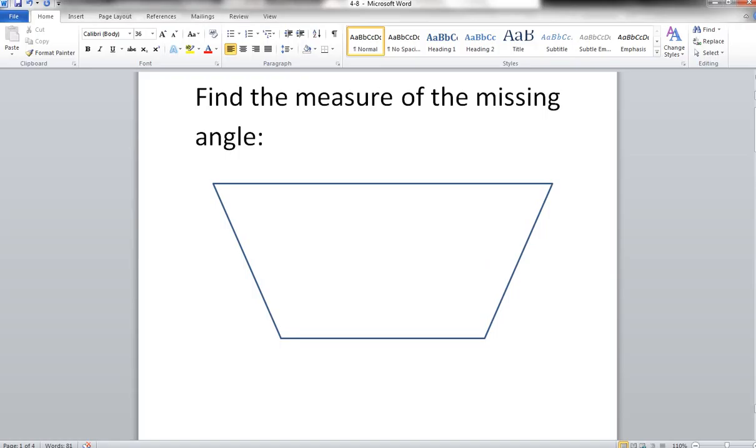Alright, quiet please, guys. The angles on the board, you've got to find the measure of the missing angle. You can choose not to, so long as you're quiet, I won't bother you.